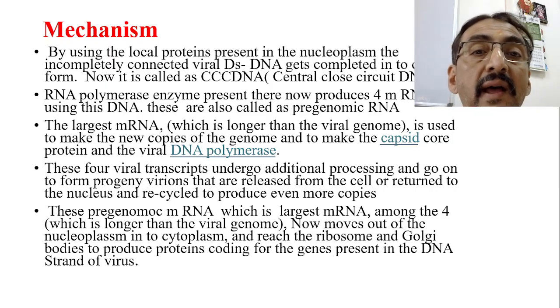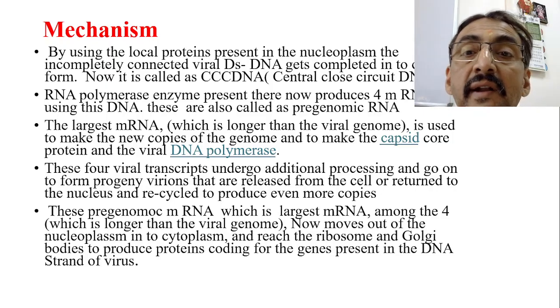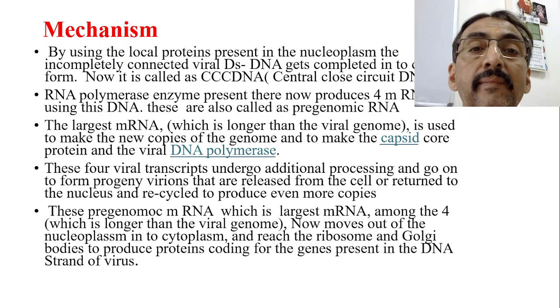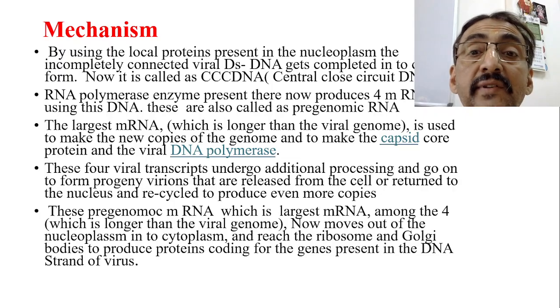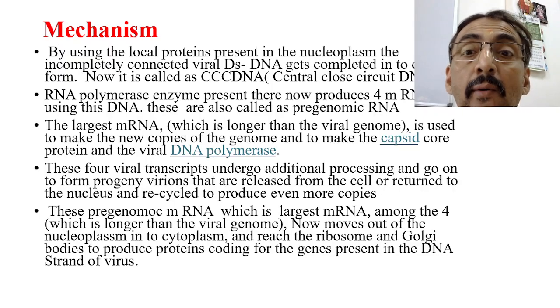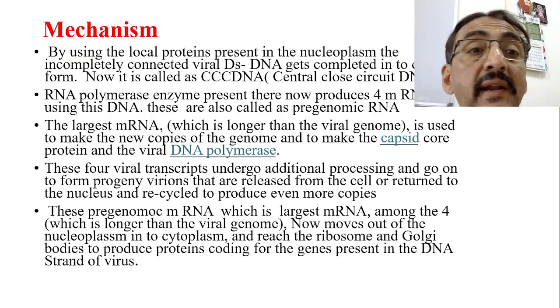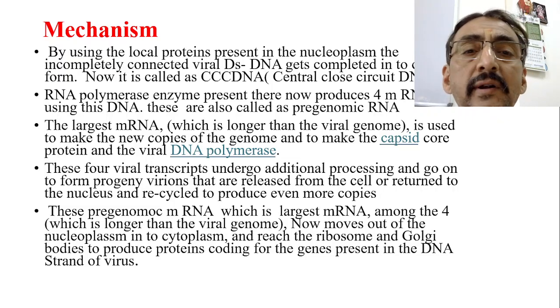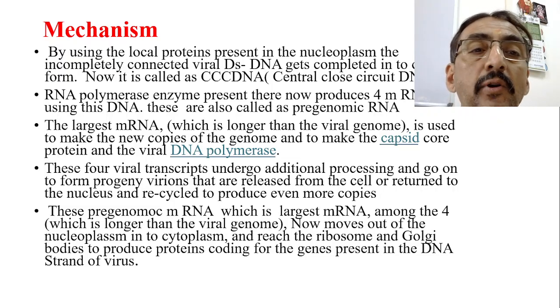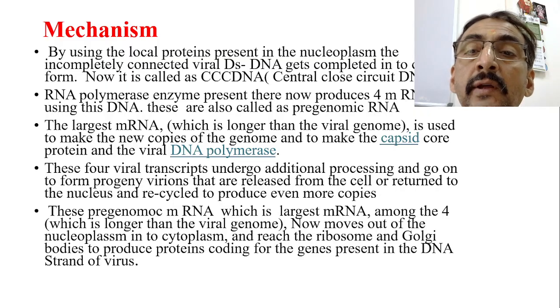Now this is called cccDNA, covalently closed circular DNA. The RNA polymerase enzyme present there now produces 4 mRNAs by using this DNA. That particular RNA polymerase produces 4 mRNAs.